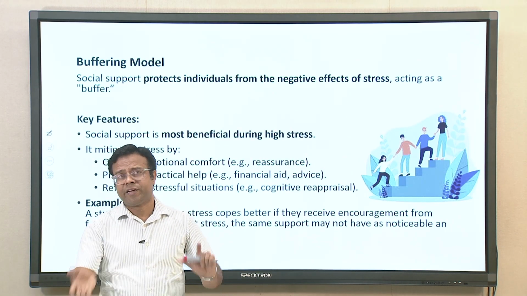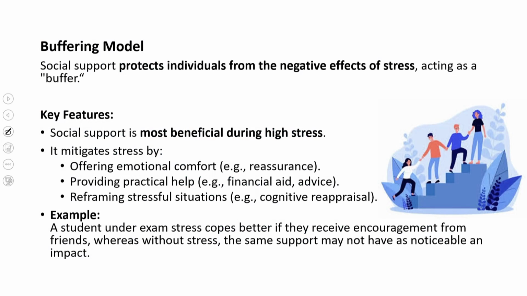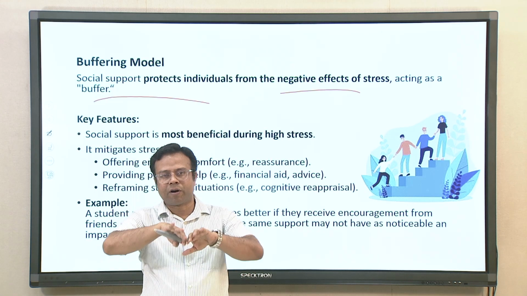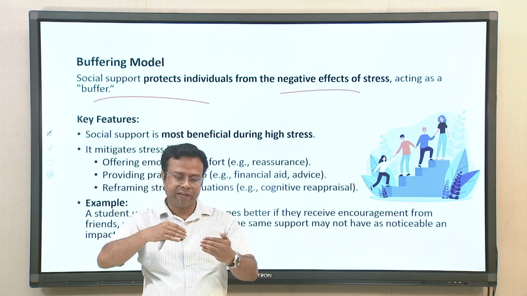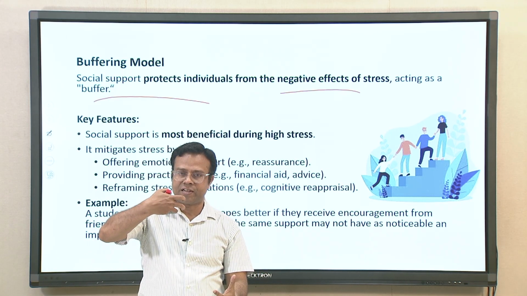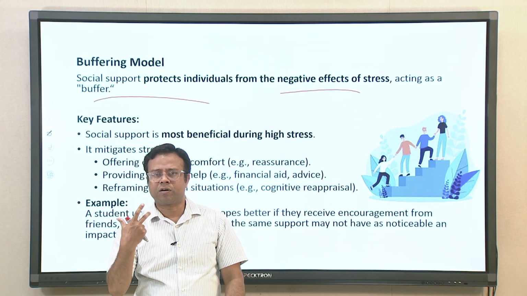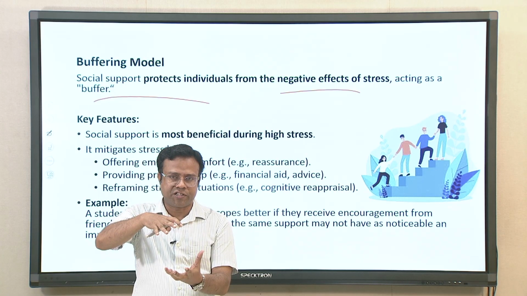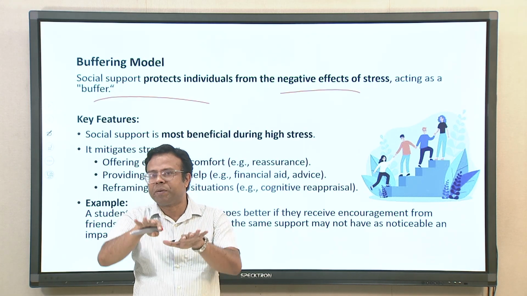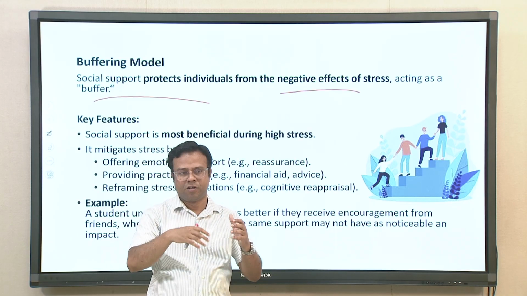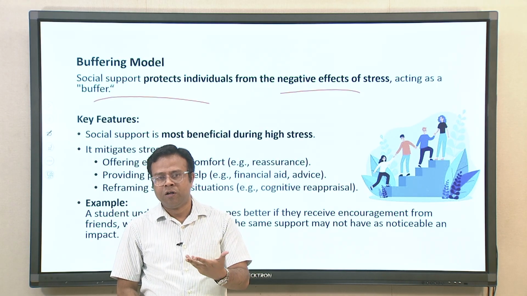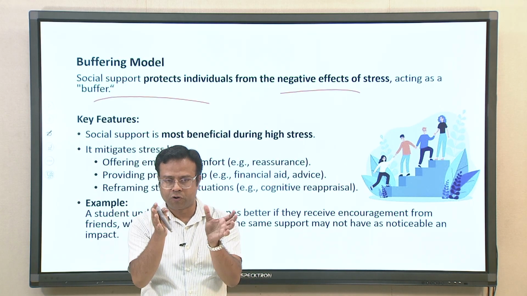Now, the buffering model is the other model, which says social support protects individuals from the negative effect of stress, acting as a buffer. A buffer reduces the impact of something. Our cars also have buffer springs, which take all the stress that comes to the car and absorb it, and the people sitting inside the car do not get all the impact of the road, because the buffer spring absorbs a lot of this. So, that is called the buffer system.